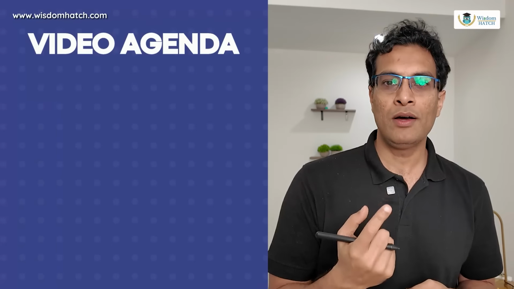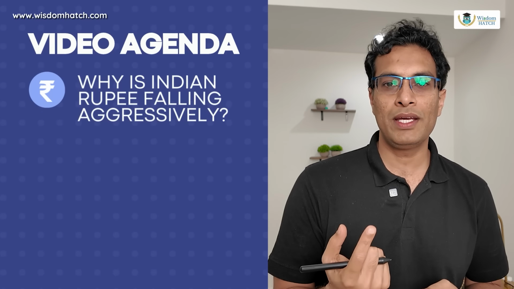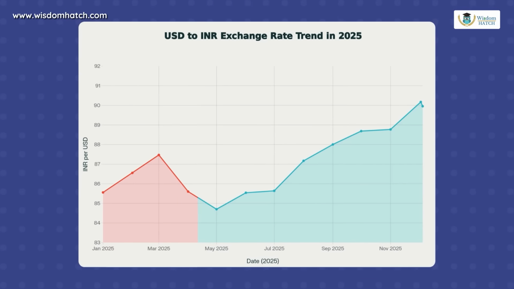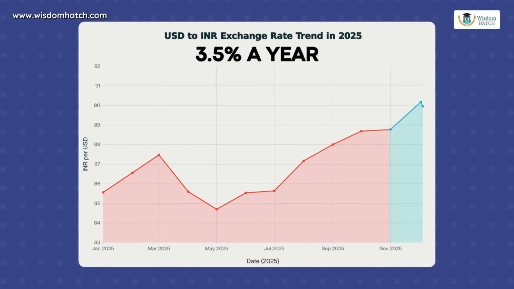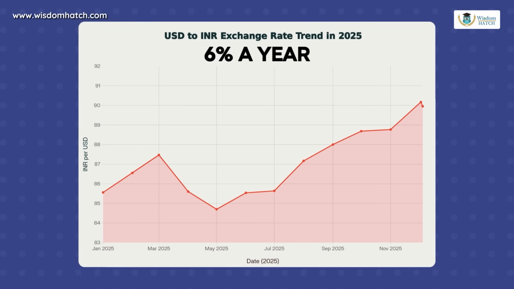Hey guys, so in this video, I'm going to cover three things. Number one, why is it that INR, or the Indian rupee, is falling aggressively? Usually in the past, it used to fall by 3.5% per year. But this year, the fall of INR has been roughly 6%. Now, this is a very steep fall. Why is that the case?